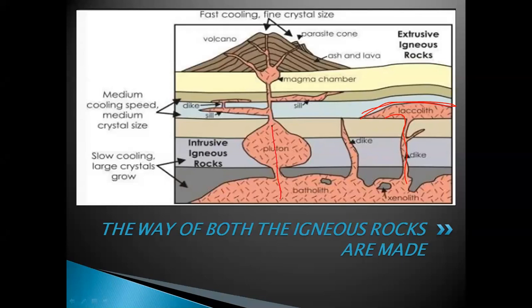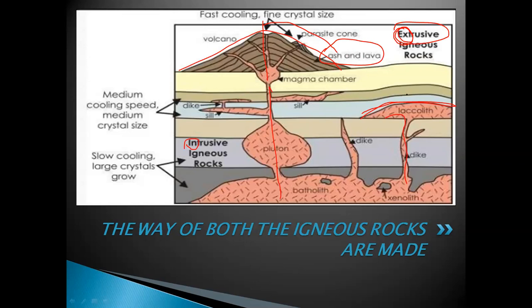Extrusive igneous rock has more pressure and goes until the volcano eruption happens, and ash and lava come down. It rapidly cools down and becomes extrusive igneous rock. See, in the name extrusive, the letters EX mean out, and intrusive means in.